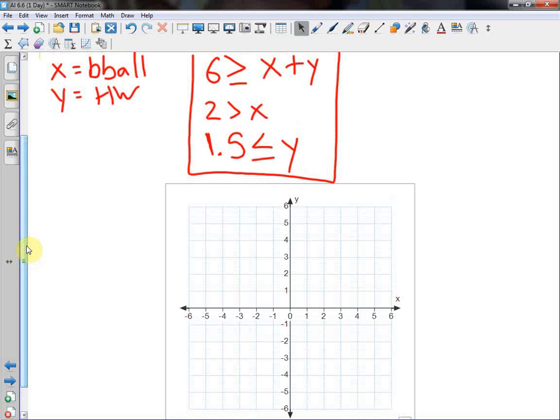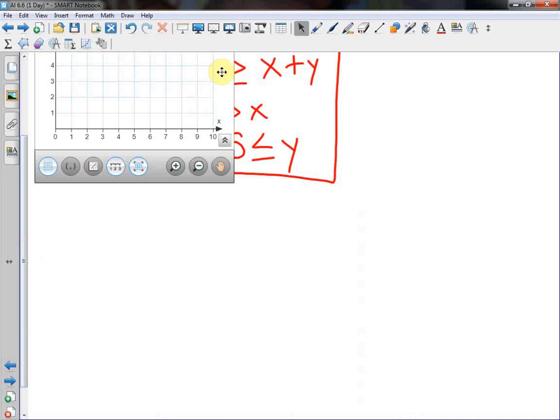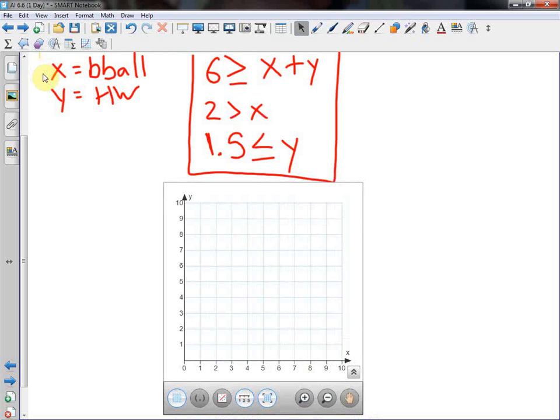We'll start off with a quadrant square, because there's not going to be negative hours playing basketball or anything like that, so we'll graph it just in the positive quadrant. We'll start off with this top one. I know people like to get y by itself, so I'm going to subtract x from each side. So I'm going to get negative x plus 6 is greater than or equal to y. My starting point is 6. My slope is down 1 over 1, and it's going to be a solid line.